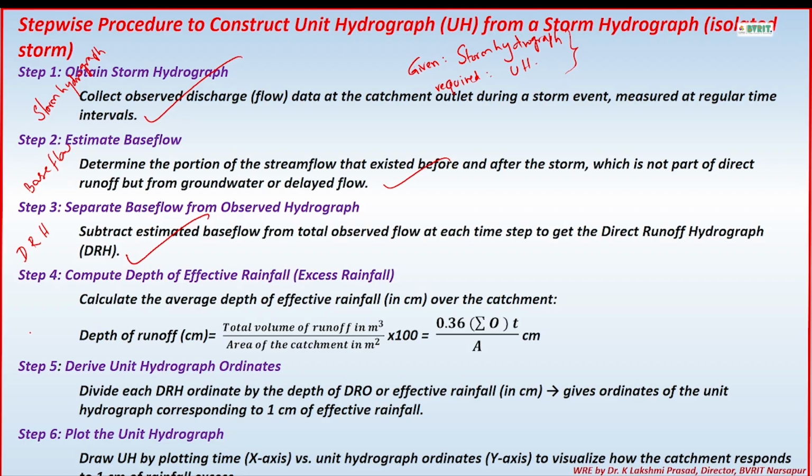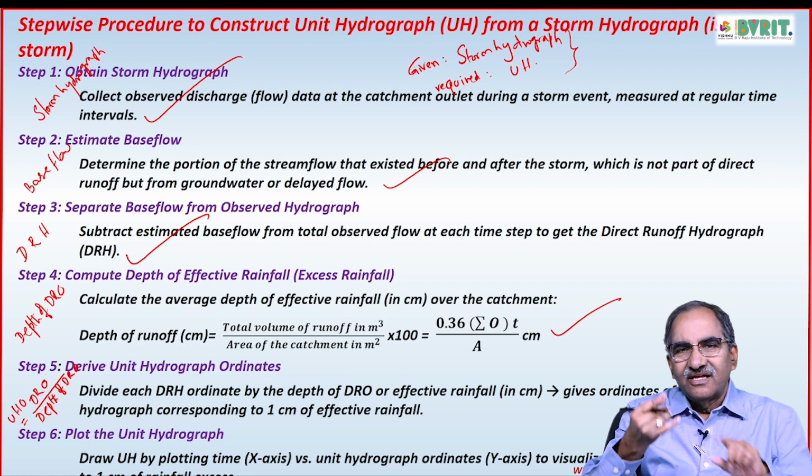What is the next step? Find the depth of direct runoff. How to find it? Yesterday I mentioned: depth of direct runoff is equal to 0.36 into sigma O into T divided by A, that many centimeters. Once that is found out, how to find the unit hydrograph ordinates? UH ordinate is equal to direct runoff ordinate divided by depth of direct runoff. That's all. Then take time on the x-axis and the ordinate on the y-axis and plot the curve. That is your unit hydrograph.